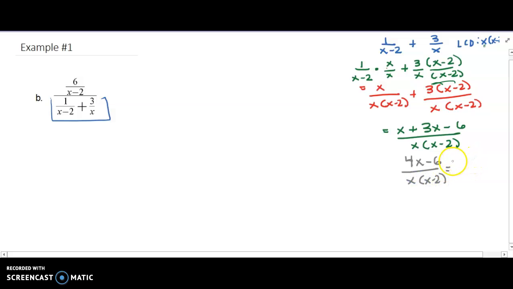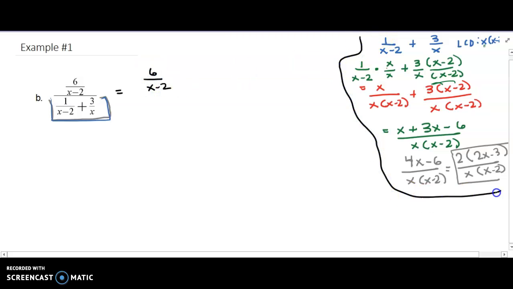I don't know if it'll help me or not, but I'm going to go ahead and factor this top part. It might help me later. So I'm going to pull out a 2, and I'm left with 2x minus 3 over x minus 2. So this here is my denominator, and I'm going to go ahead and replace it. So 6 over x minus 2. I'm going to draw a box around here so we don't mix them. And then that's going to be over 2 times (2x minus 3) over x times (x minus 2).